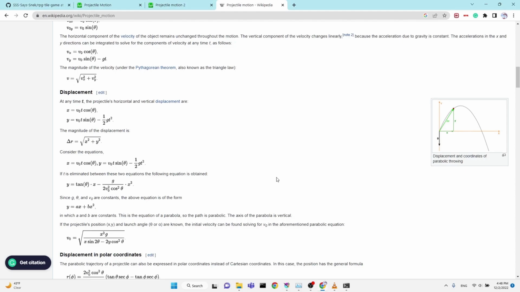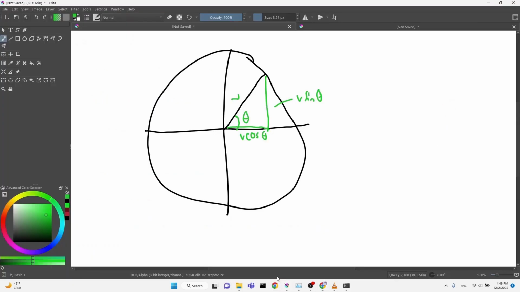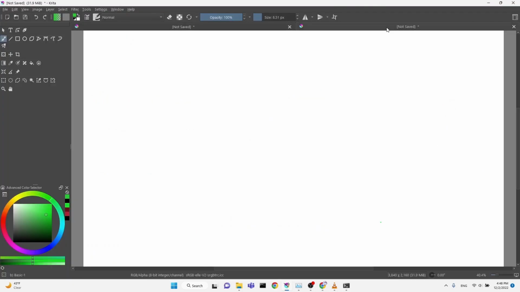Now, this is really important, so I'm just going to write it down on the drawing board real quick. x is going to be vt cosine theta, while y is going to be vt sine theta minus half g t squared, sorry.